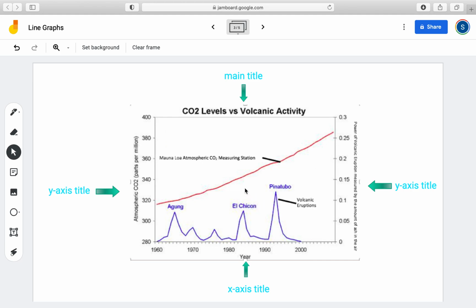So for example, the red line is the atmospheric carbon dioxide, because it says Mauna Loa Atmospheric Carbon Dioxide Measurement Station. So that is measuring the atmospheric carbon dioxide in parts per million. And over here, this is showing the power of the volcanic eruption by the amount of ash on the purple line here. So if there's a double line graph, they may have two scales and they will put labels on what each line represents.